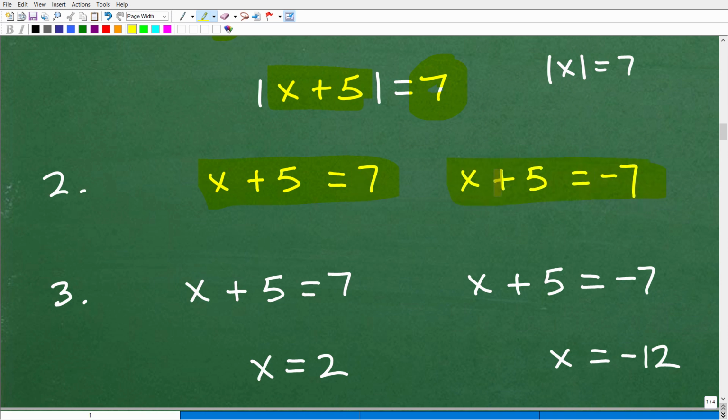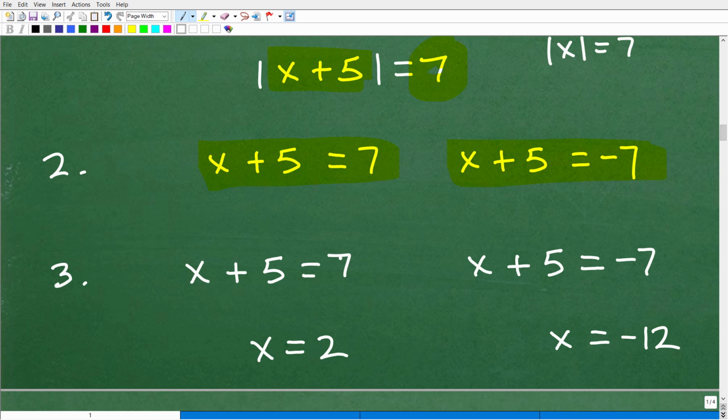So this is our second step. We're going to set up two equations. We're always going to get two answers when we're solving absolute value equations. So this is our setup for our two respective equations, and then we're going to go ahead and solve those equations. Here we have x plus 5 is equal to 7.